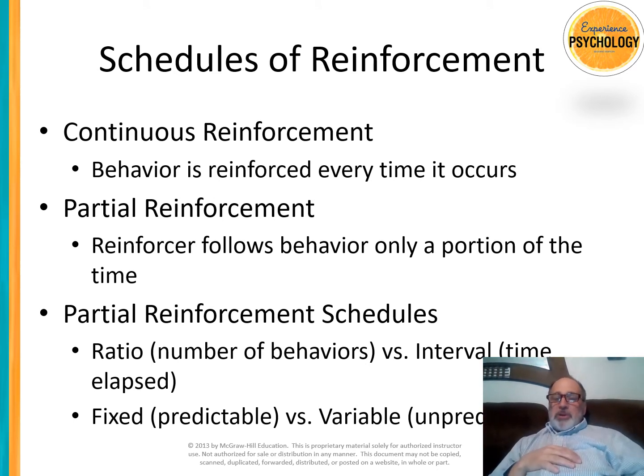The second type here is what's called partial reinforcement. Partial reinforcement only occurs some of the time. So you have continuous reinforcement, where you're reinforcing every single time. Partial reinforcement, you only reinforce part of the time. So with partial reinforcement, there are certain schedules that you can see. And so the first is ratio versus interval. Now listen real closely.